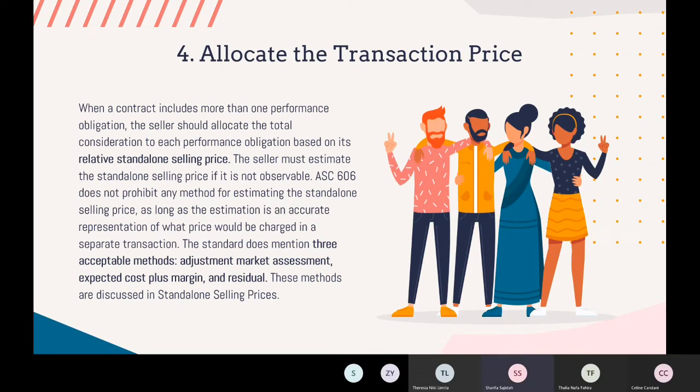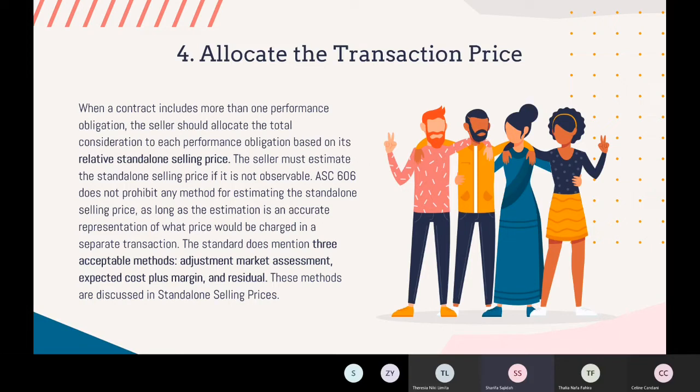The fourth step is allocate the transaction price. When a contract includes more than one performance obligation, the seller should allocate the total consideration to each performance obligation based on its relative standalone selling price. The seller must estimate the standalone selling price if it's not observable. ASC 606 does not prohibit any method for estimating the standalone selling price as long as the estimation is an accurate representation of what price would be charged in a separate transaction.